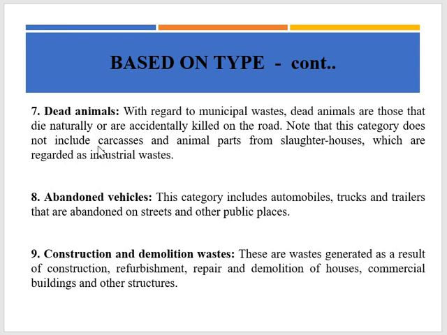Next are the waste materials from dead animals. So dead animals are those that die naturally or are accidentally killed on the road. So this category does not include carcasses and animal parts from slaughterhouses, which are regarded as industrial waste. So the slaughterhouse waste is generally referred to as industrial waste, but the dead animals which are seen dead on roads, or accidentally killed, that category is called dead animal solid waste.